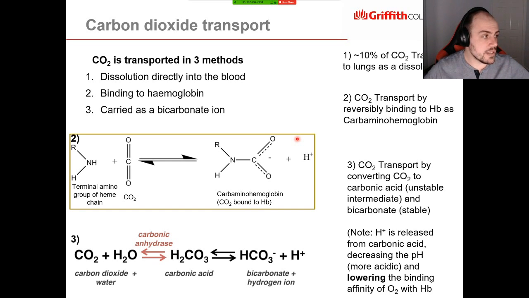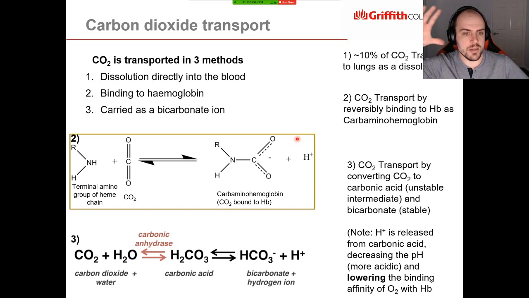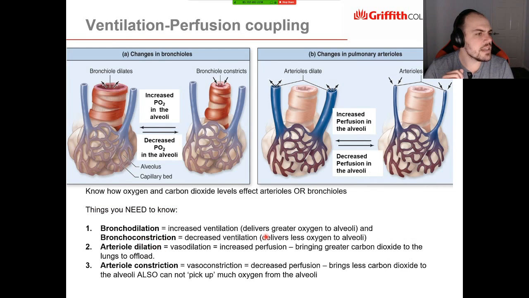And the third one is basically this bicarbonate ion. It moves inside of our red blood cell and it's transported to the lungs. Does that make sense, everyone?